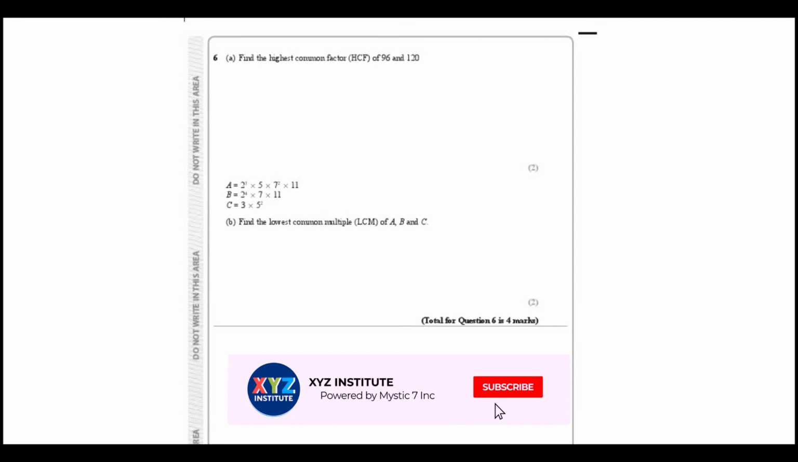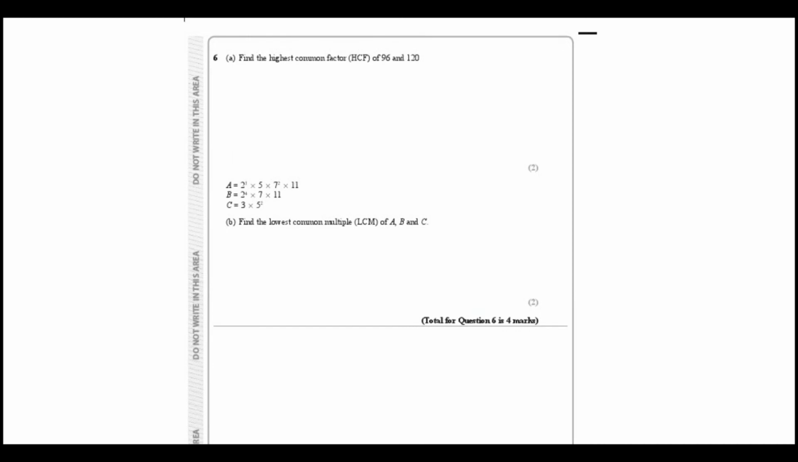Question number 6. Find the highest common factor, HCF, of 96 and 120. So to get the HCF, first I'll break 96 and 120 down as a product of their prime factors. So I'll take 96 and we'll keep on dividing by its prime numbers. We'll take the smallest prime number, 2.